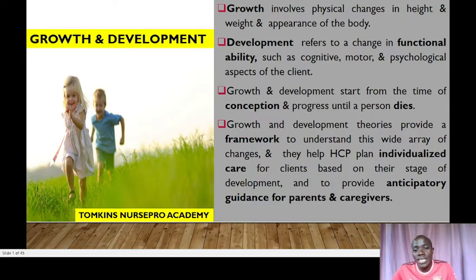These theories provide a framework for us to understand these wide changes. Learning this will help us as healthcare providers, especially nurses, to provide individualized nursing care using the nursing process for these clients based on the stage of development. In addition, they provide anticipatory guidance for both parents and caregivers.